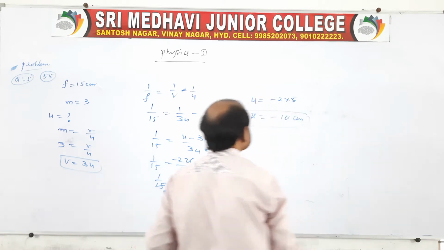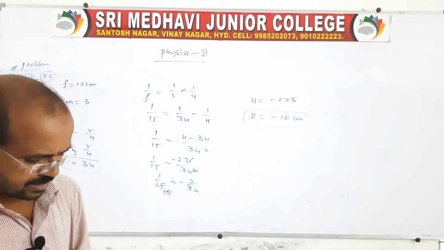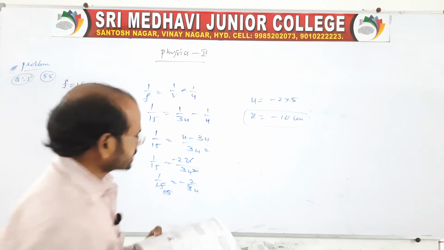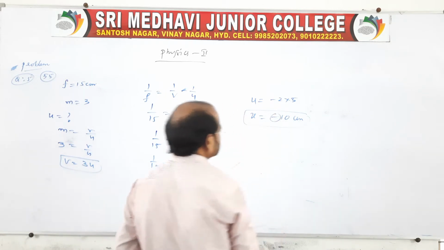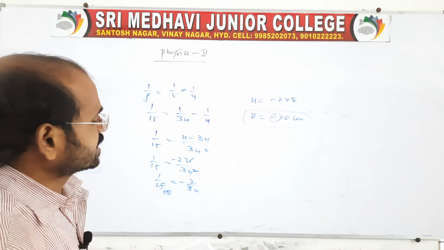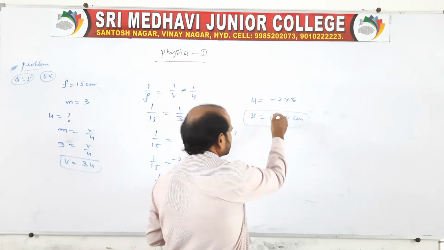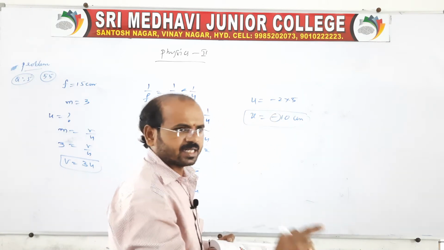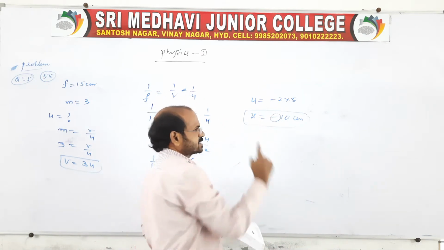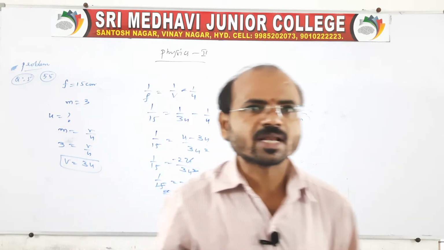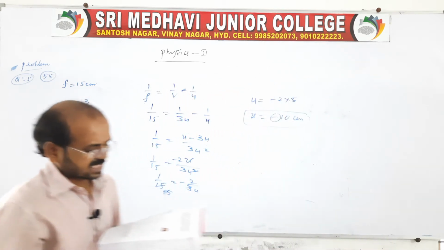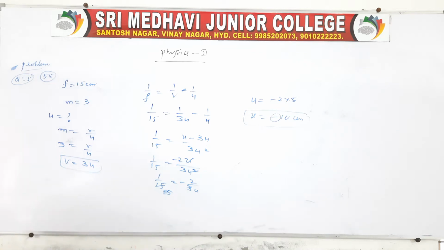Minus in the sense that it is opposite to the rays. So the distance between the object and the lens is 10 centimeter. Minus means the distance is measured opposite to the rays. If you don't write it, nothing will happen, but we should mention that the object distance is measured opposite to the light rays, so that you get the perfect answer. Like this, one question related to lenses is given. Clear?